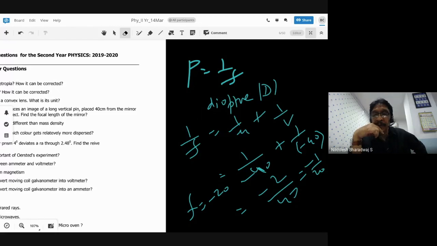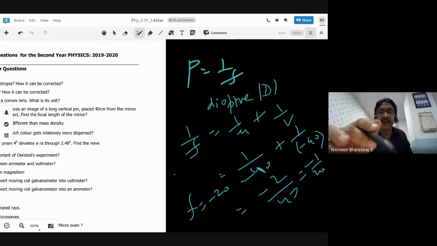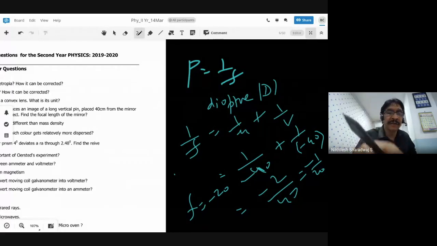Can you see? So what is the focal length? Minus 20 centimeter. Minus 20. I can hear only the voice of Sanket. Satvik, not Sanket. Satvik. Others, I am not getting any response.